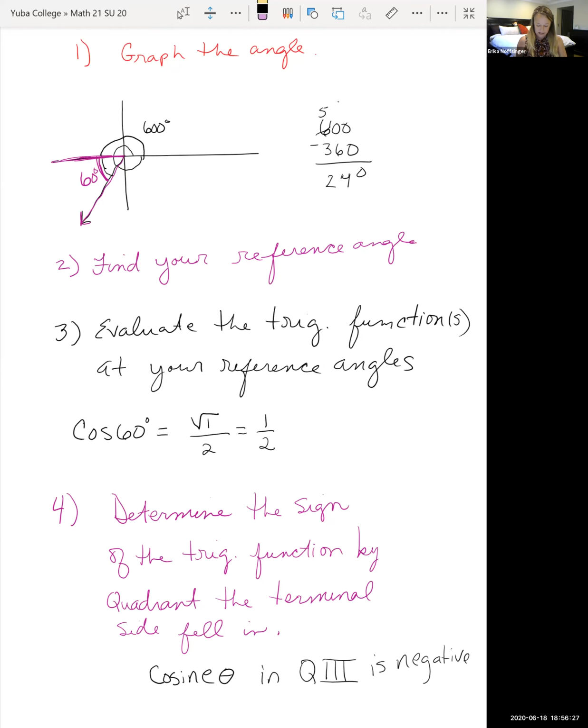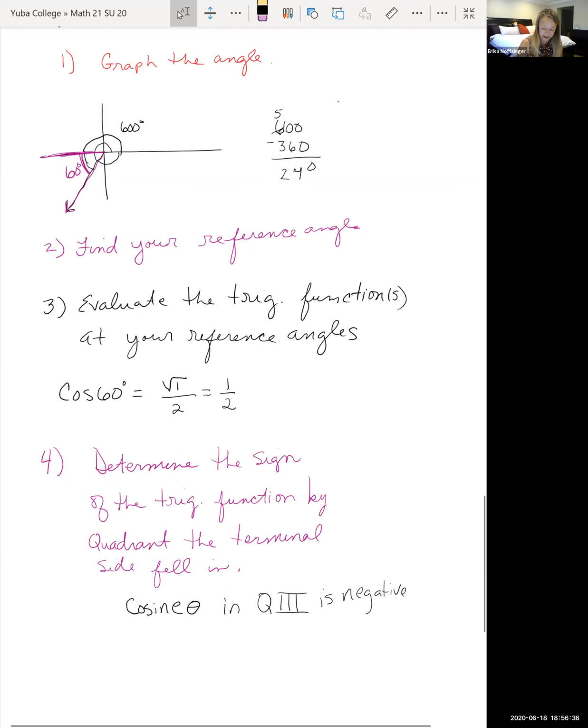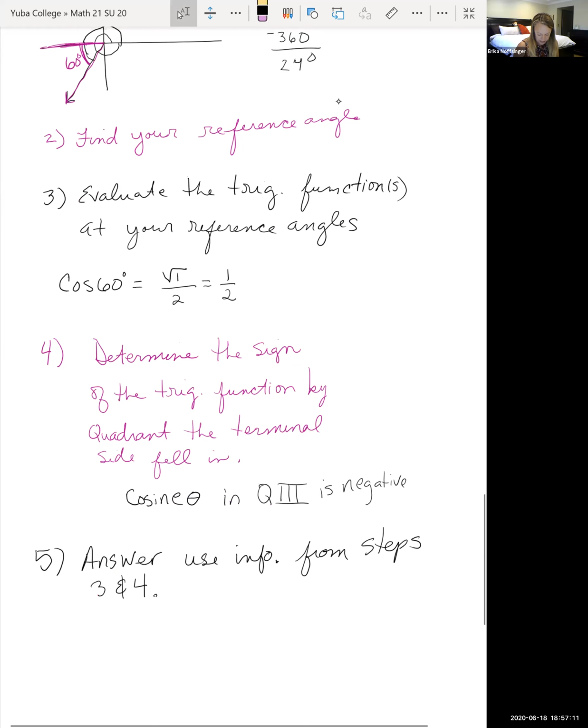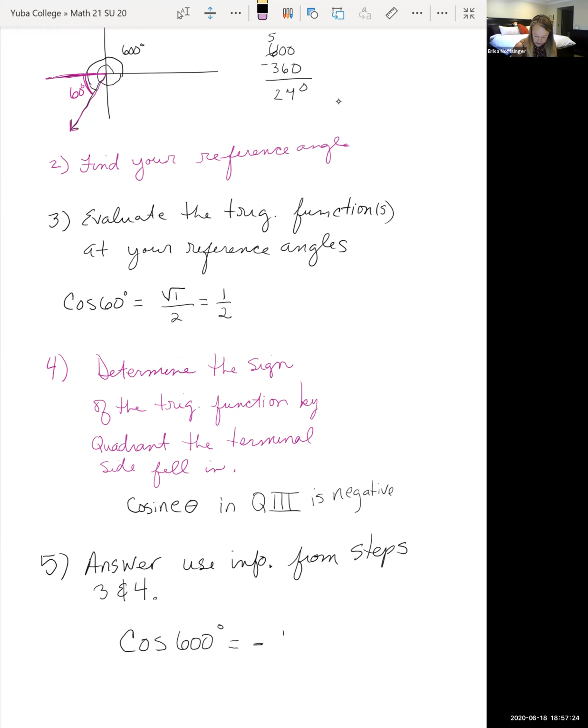And then basically our answer is the sine that we found, and the trigonometric function at that reference angle. So we're going to use the information from steps 3 and 4 in our case. So our answer of cosine of 600 degrees is technically negative cosine of 60 degrees, which we saw was negative 1/2.